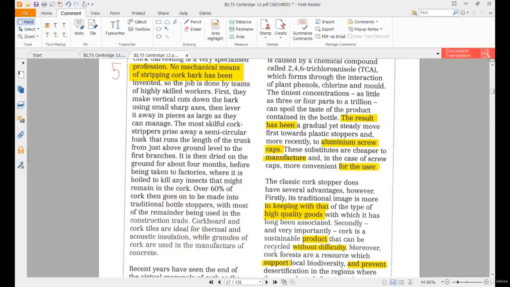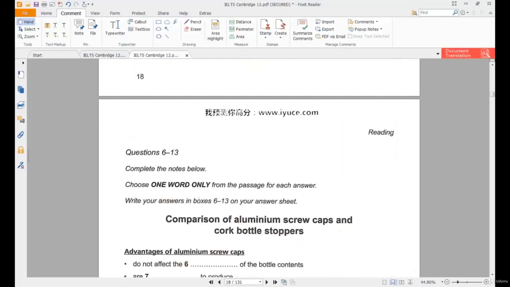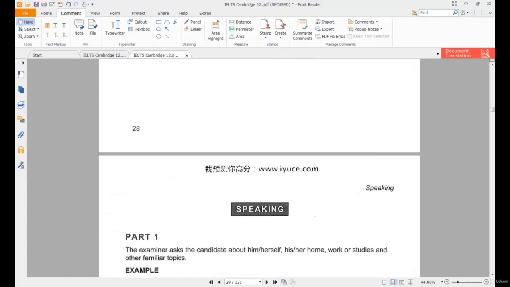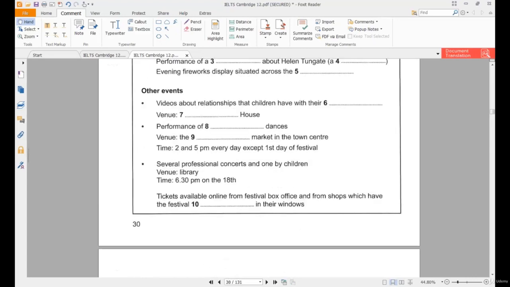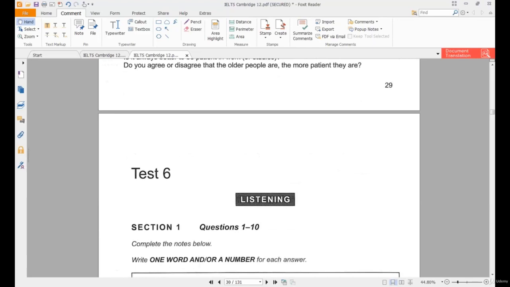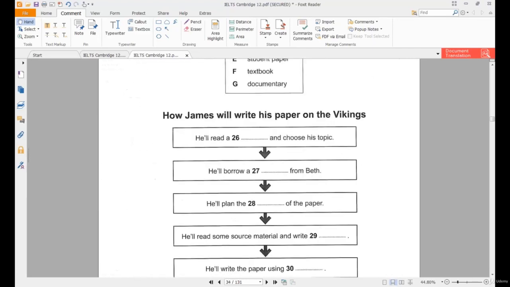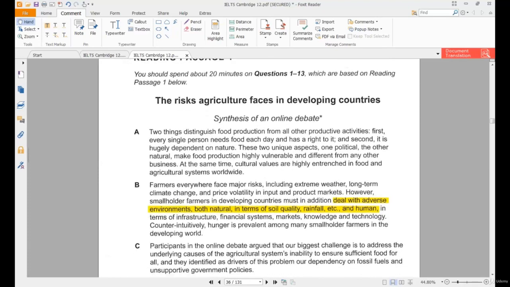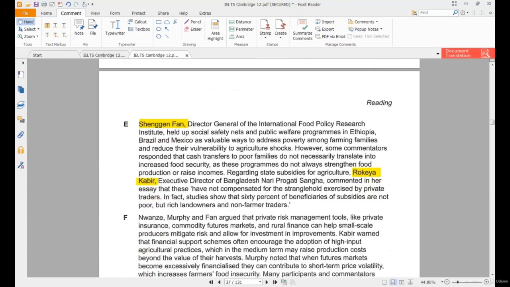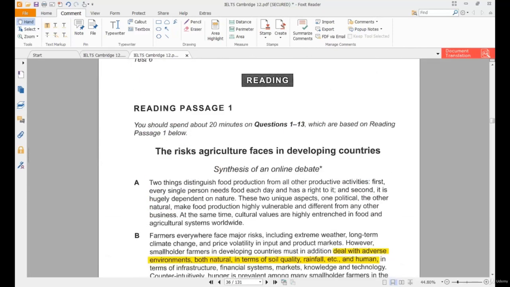All right, let's move on. I am going to go to test six, right? I'm in test six, and I'm going to reading passage one in test six. All right. Now, again, first thing we're going to do is, I'm not reading the passage at all. The first thing I'm going to do is go look and see what kind of questions I have to do.